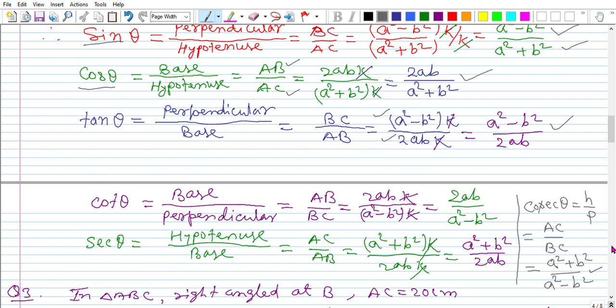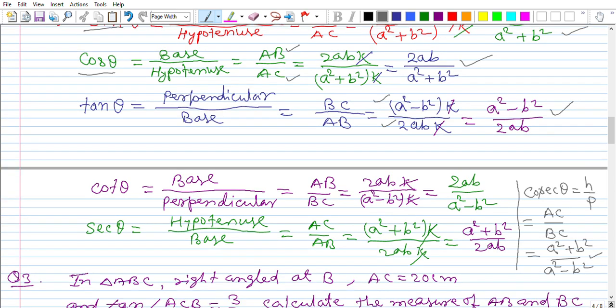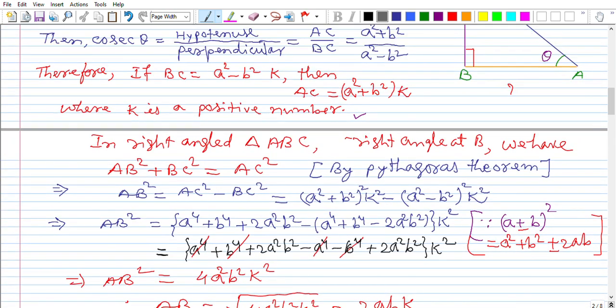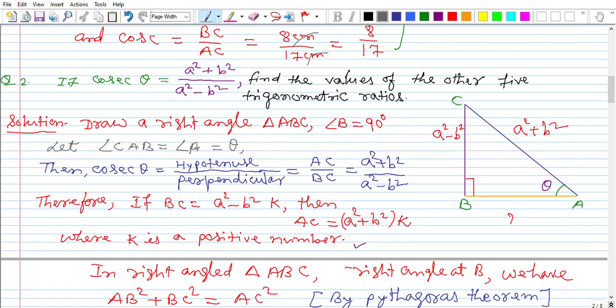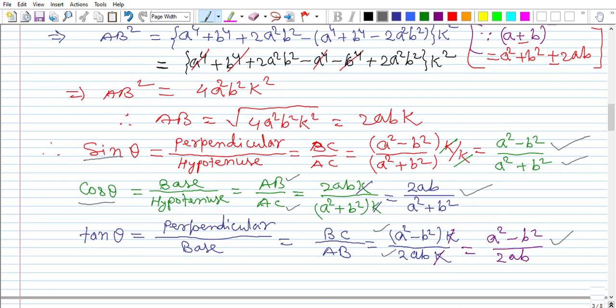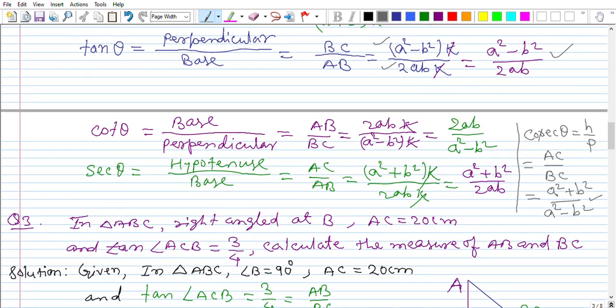So it's easy. It's completed. We have already found the 5 trigonometric ratios, and the 6th also. Cosec is already given, and on that basis we have found the 5 trigonometric ratios.